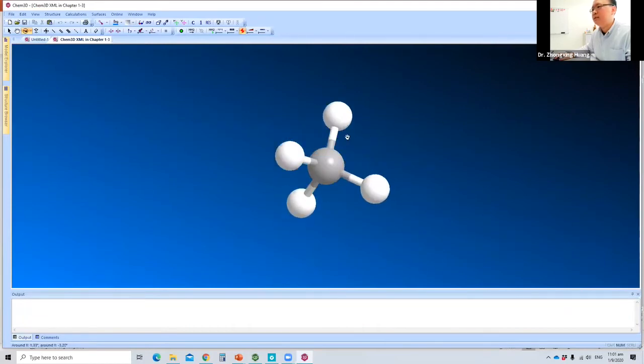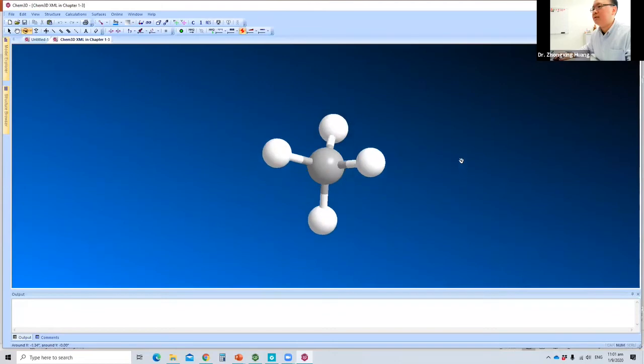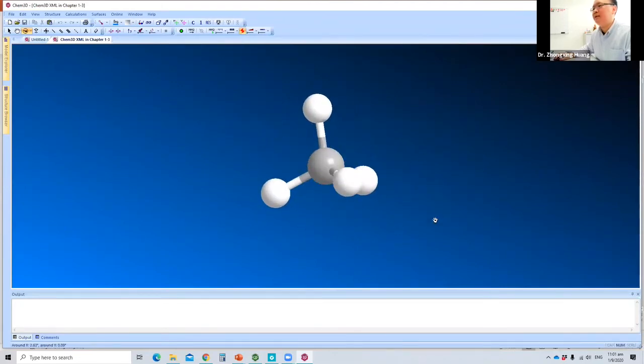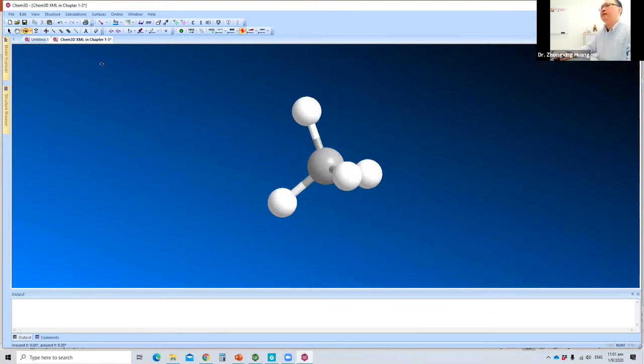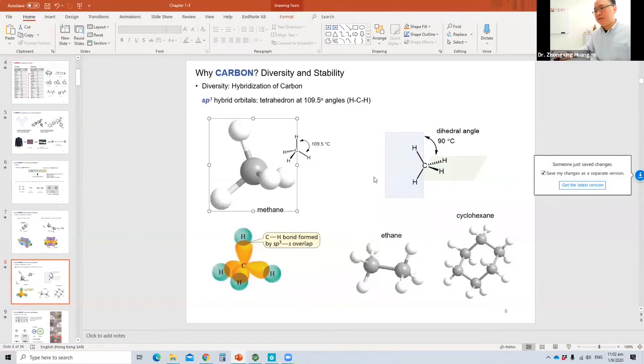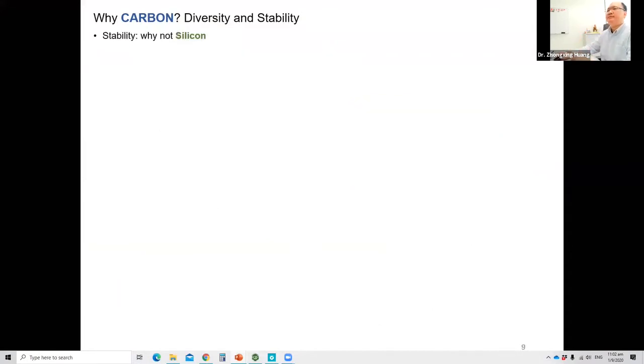Now it's a 3D structure, and you might have learned via VSEPR that all these bonds are at equal distance to each other, and this is 3 plane, this is 1 plane, this is another plane, okay? We will go into detail about that. All of these are showing you that carbon has more diversity, and stability.